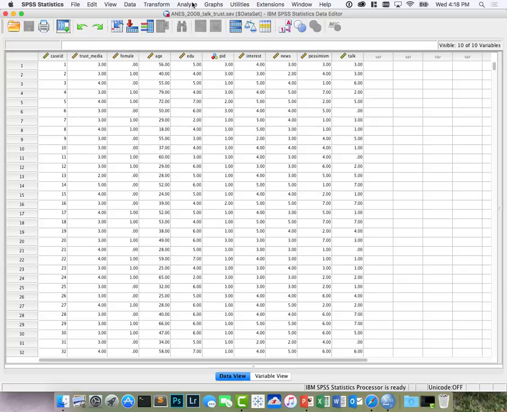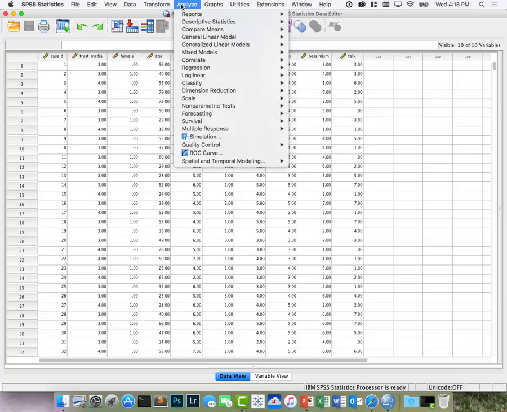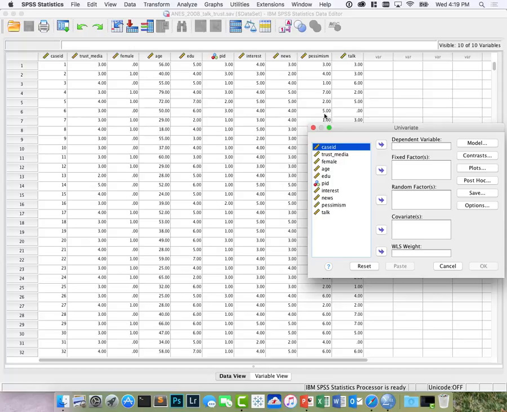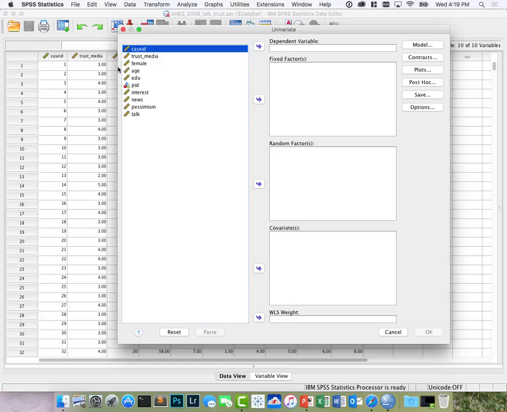There's a couple ways to do this, but we're always going to use general linear model, not to be confused with generalized linear model. So general linear model, and then univariate. By univariate, we're talking about the number of dependent variables we have. Univariate in this case means we have one DV. Multivariate, as we'll talk about next week, is multiple dependent variables. So we're going to do univariate analysis, and then in this dialog box, I'm sure all of you would be able to figure out what you need to do here.